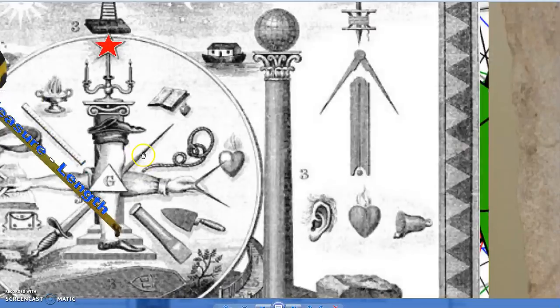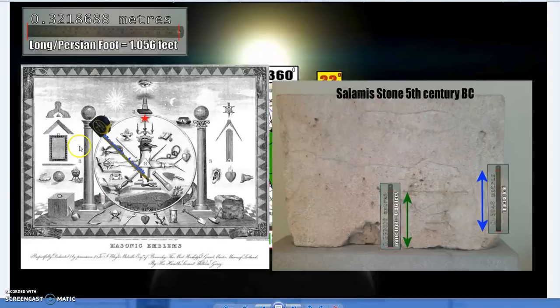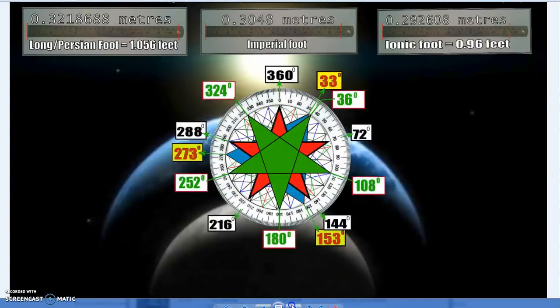So also on the board, the measure, the ruler, this is what these guys do. It's all measure and geometry, symbols, tools, masonry tools. So the long foot, the traditional foot that we're used to, and the Ionic foot. And how do they blend together?